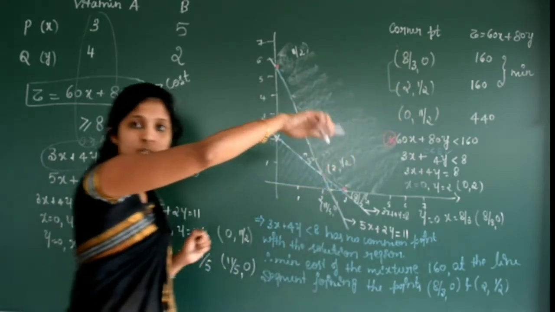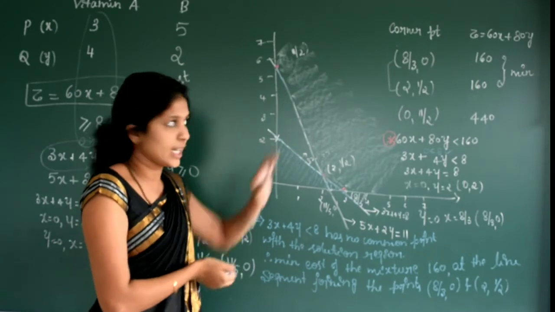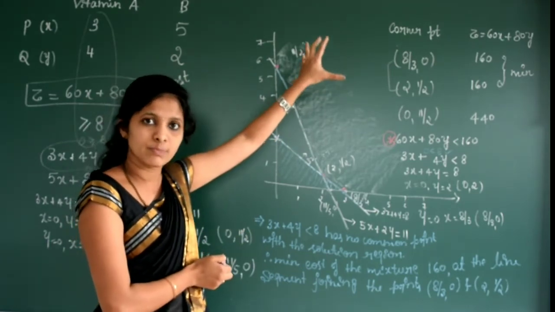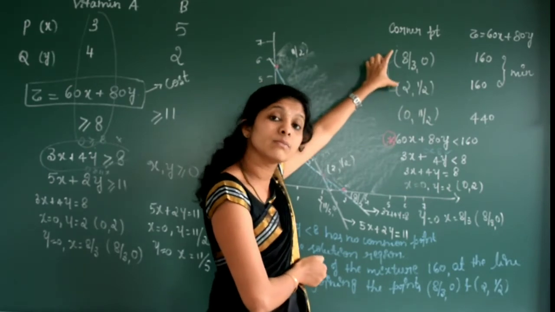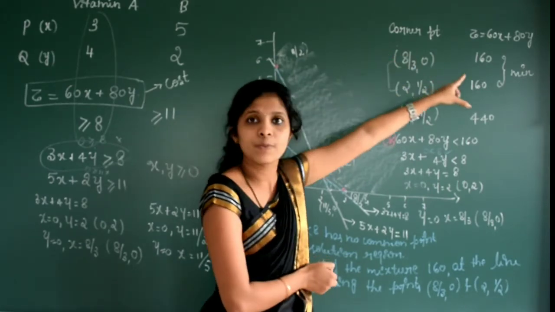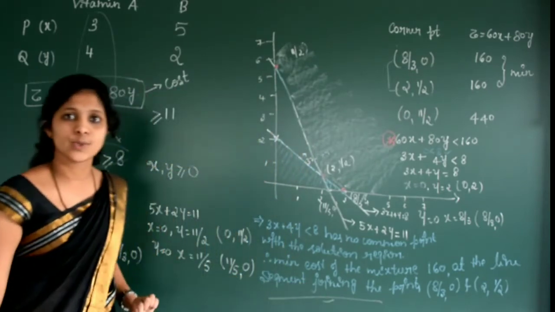Consider any points on that line, the value will be equal to 160. Is it clear? Consider any point on the line segment joining these two points. So the minimum cost will be 160. So this should be the final answer. I hope you understood this one.